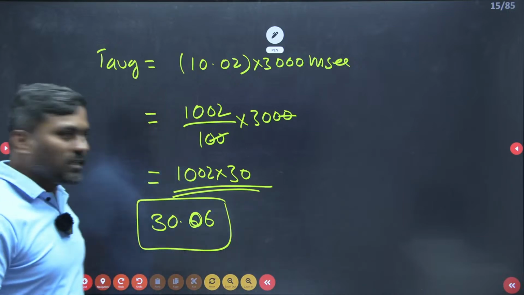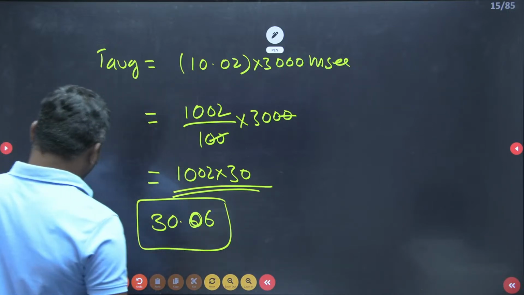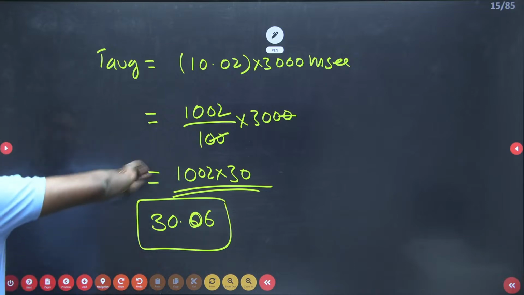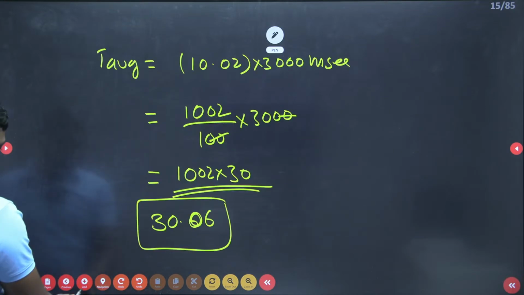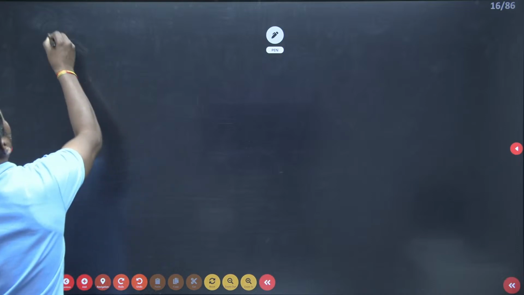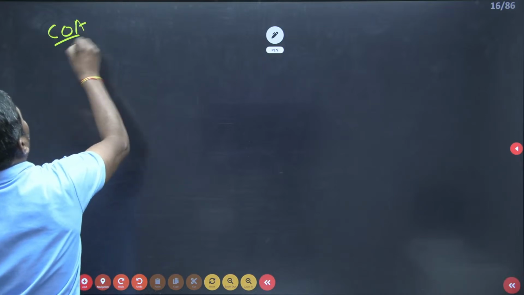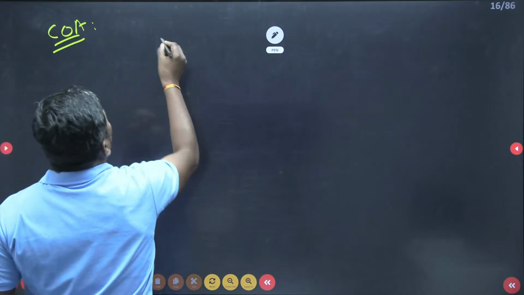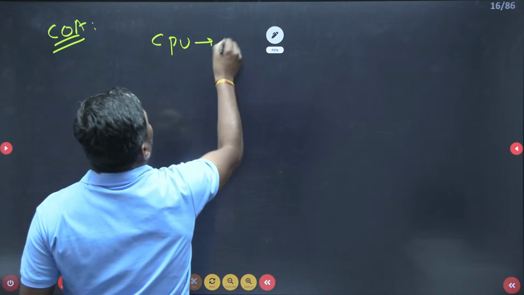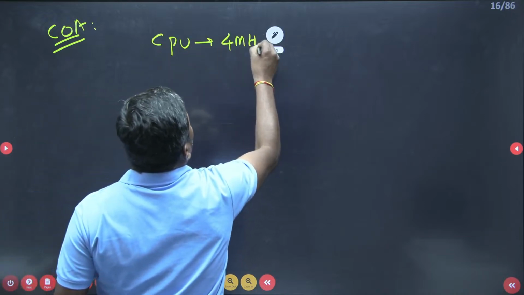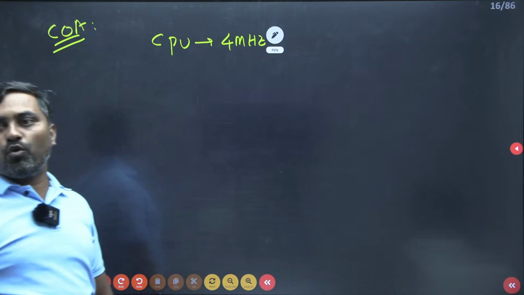I hope you understand the question. And there is another question from DMA, COA only. They have given the CPU clock rate is 4 megahertz.